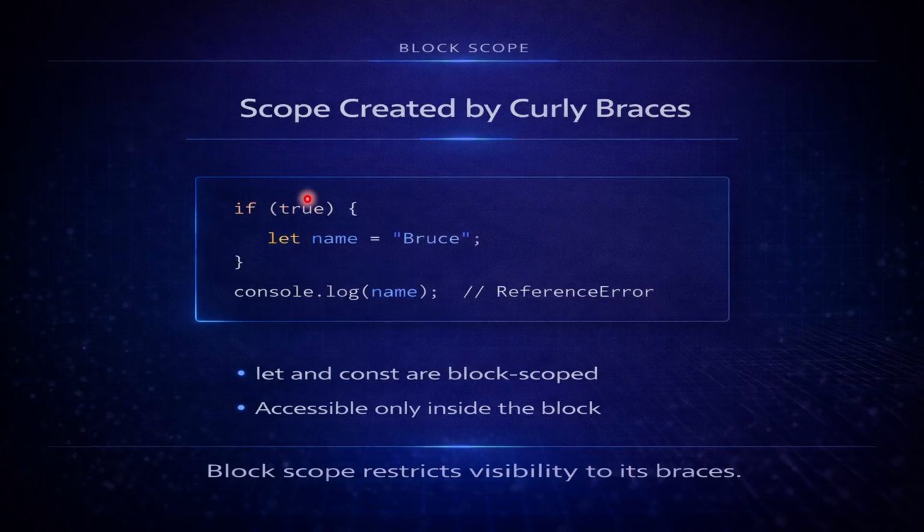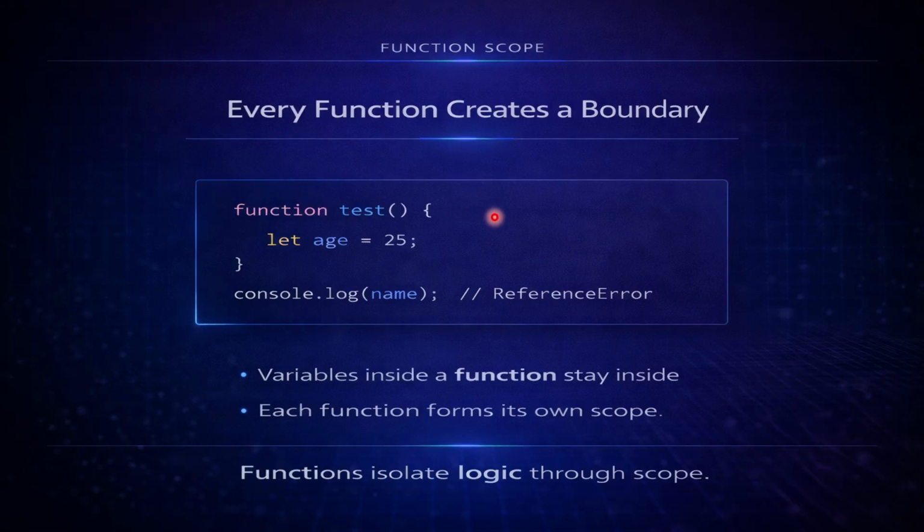So if you come inside this if block you will see the name out here, but the moment you try to log the value outside in the console, you will see a reference error because this name will not be able to be referenced. As I said, let and const are block scoped, and whatever variable we declare inside this block will remain inside this block. Now, every function creates a boundary. This function has its own block, which is called the function block. This is also like a block.